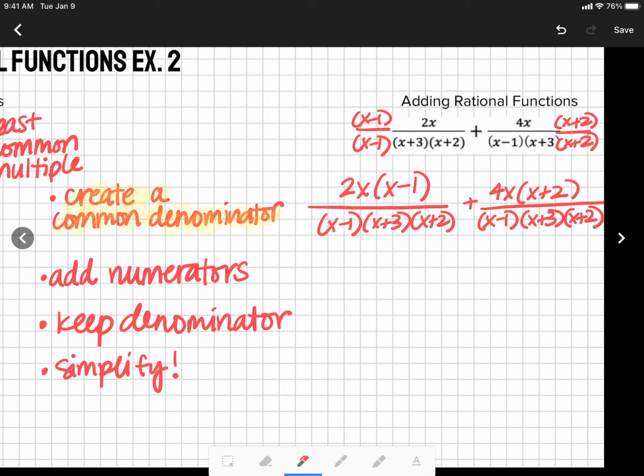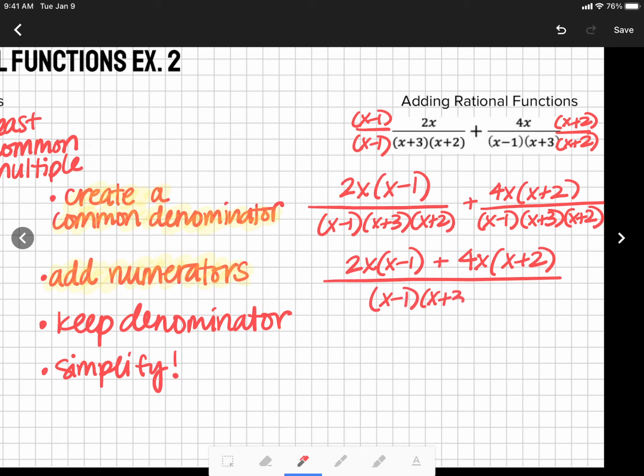So once again, we've created our common denominator. We're not going to touch our denominator the rest of the time. We're just going to keep rewriting it as we go down. And our next step is to add the numerators. So let's go ahead and add those numerators together. 2x times x minus 1 plus 4x, x plus 2, all over the one denominator. And remember, we are keeping our denominator intact. The rest of the problem, our denominator is going to look exactly the same. We're not going to do anything with it.